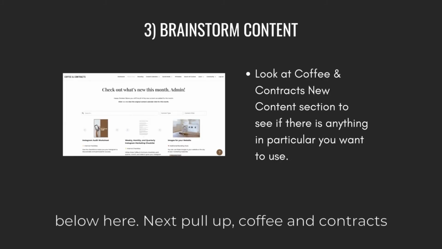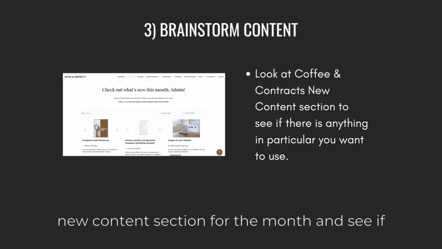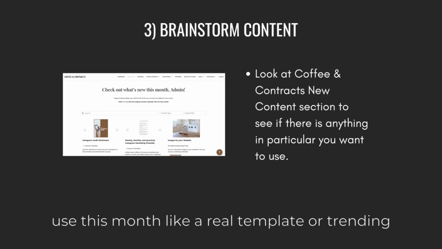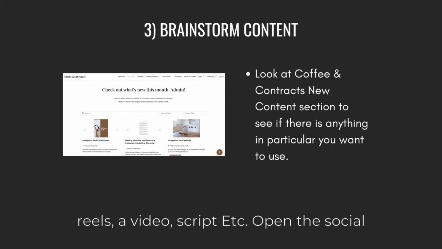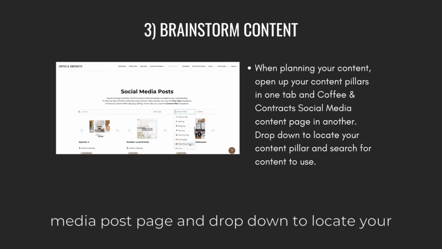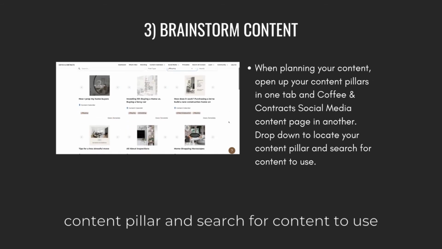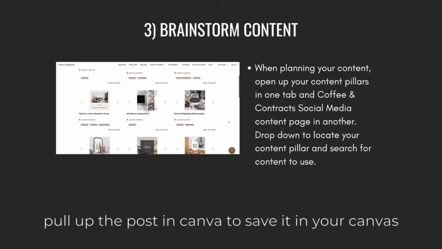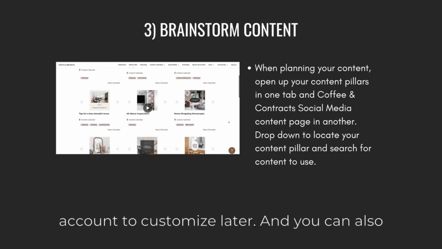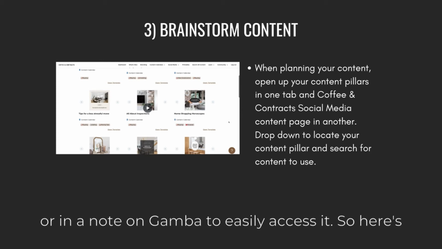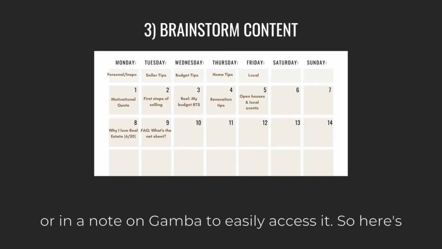Next, pull up Coffee and Contracts' new content section for the month and see if there's anything in particular you want to use this month, like a reel template or trending reels, a video script, etc. Open the social media post page and drop down to locate your content pillar and search for content to use. Pull up the post in Canva to save it in your Canva account to customize later. And you can also copy and paste the caption in a Word document or in a note on Canva to easily access it. So here's an example of this.